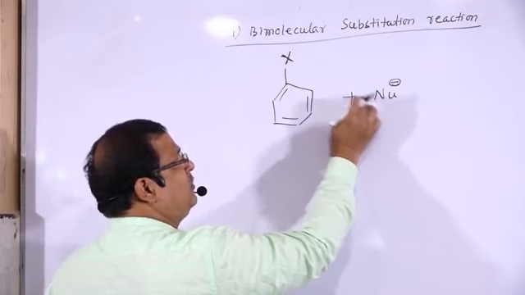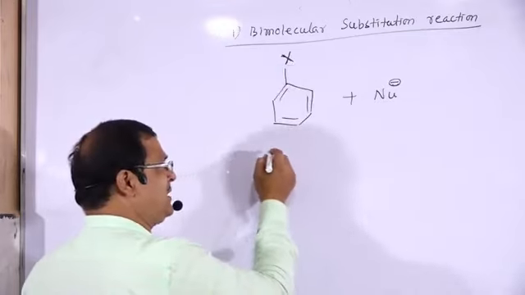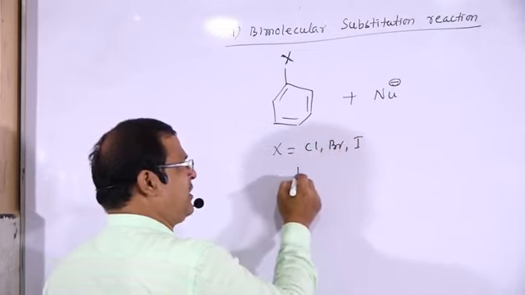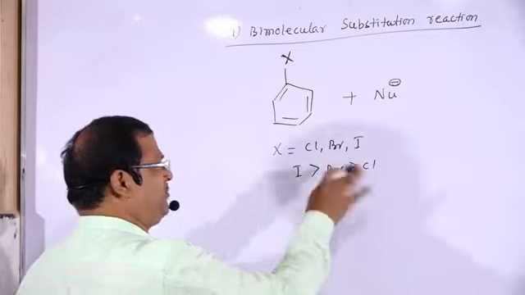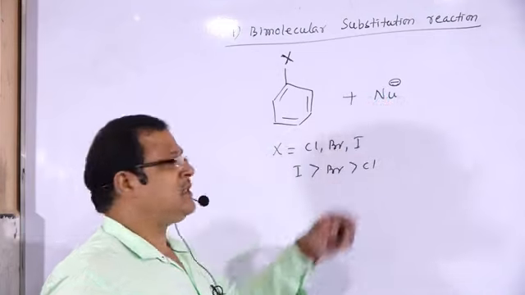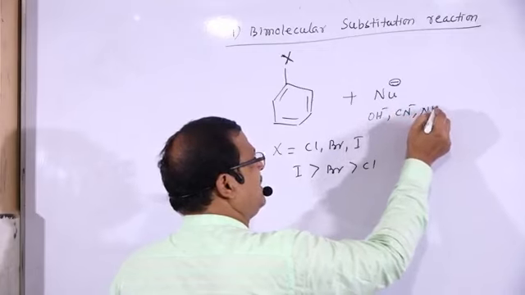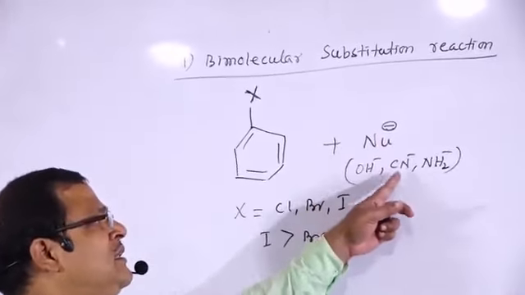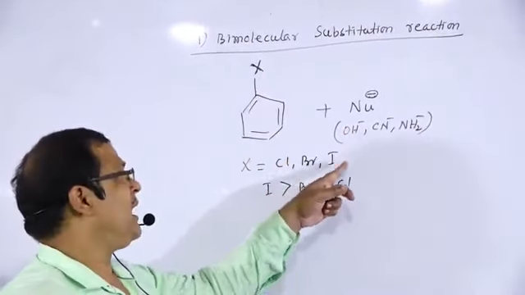So this nucleophile will substitute the X atom. Here X is chlorine, bromine, or iodine. The order is I greater than Br greater than Cl. The X atom will be substituted by nucleophiles like OH-, CN-, NH2-. These are the nucleophiles, and X is a halogen: chlorine, bromine, iodine.